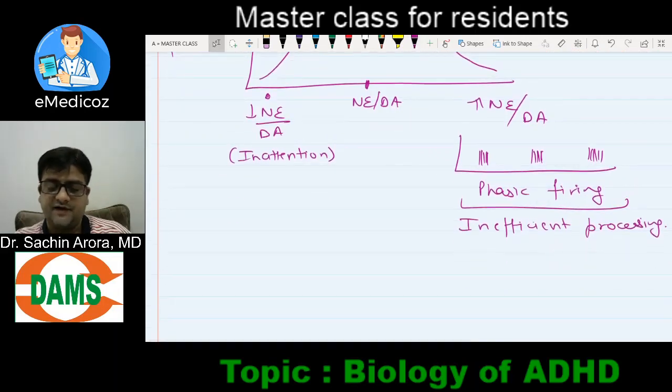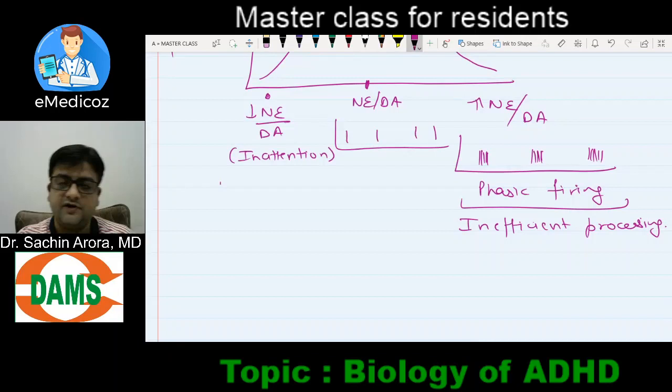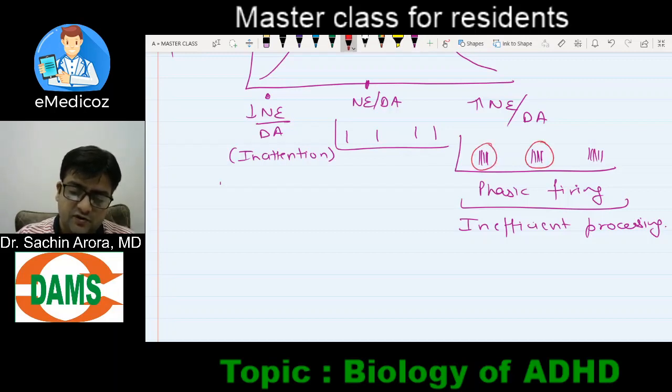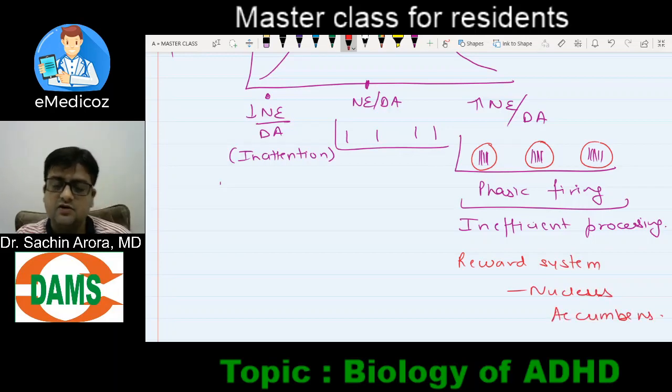Understand the difference between tonic firing and phasic firing. Tonic firing is required for effective information processing. When dopamine is having phasic firing, it is linked to the dopaminergic reward system related to nucleus accumbens. So we need norepinephrine and dopamine in optimal proportion.